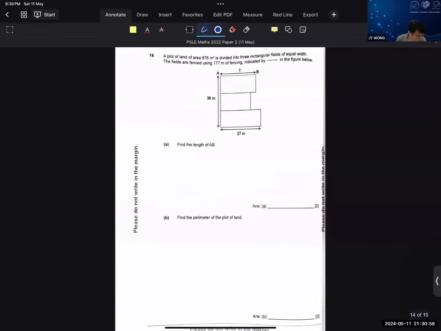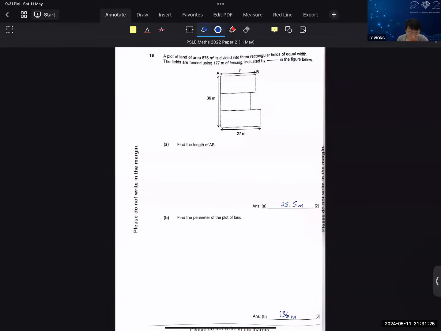Not very difficult. It's 25.5 meters. Your B is 136 meters. I got it. Huh? What? Nothing. Yep. A is 25.5 meters, B is 136 meters.